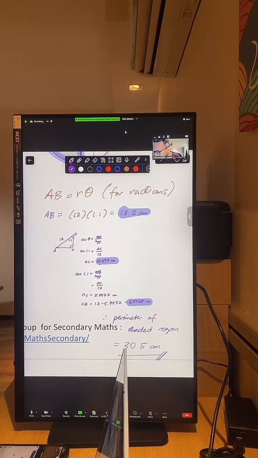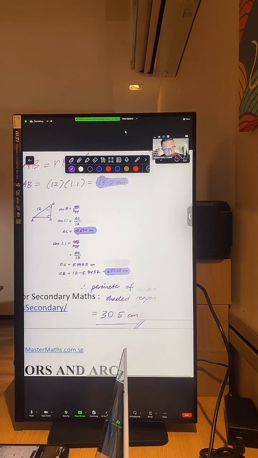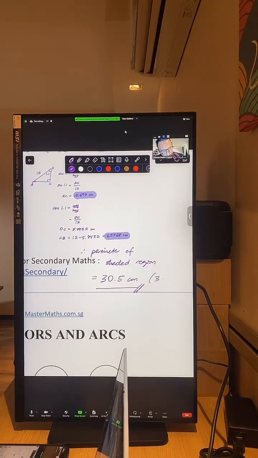Okay, Duncan, you got 31.6. I'm not sure how you got that. My answer is 30.5 cm. Again, let me try one more time: 13.2 plus 10.694 plus 6.5568. I get 30.4508, so I round that up to 3 sig fig. I get 30.5 cm.